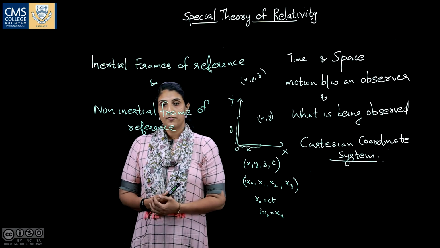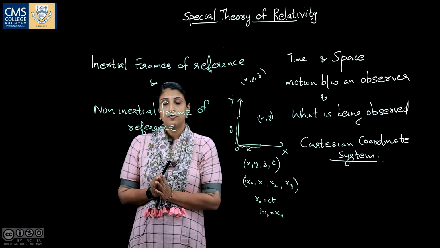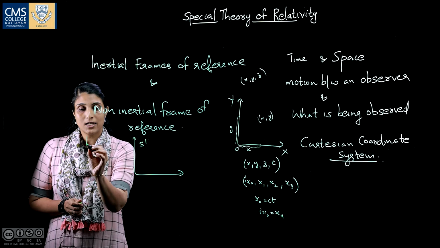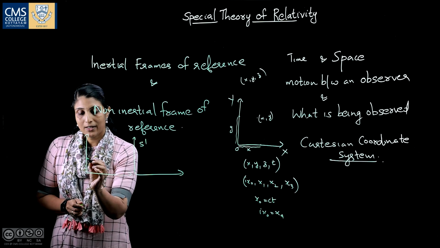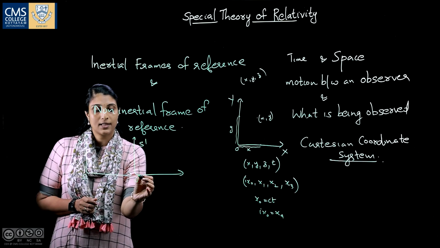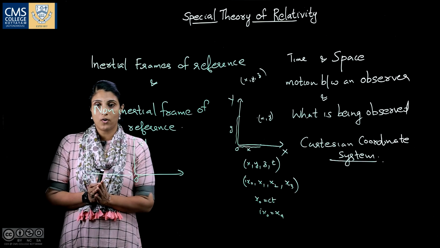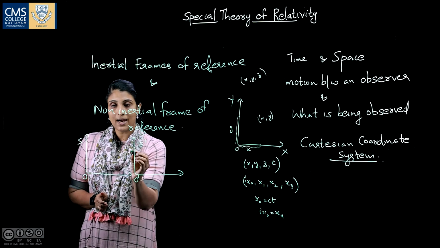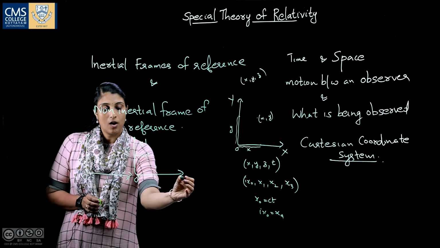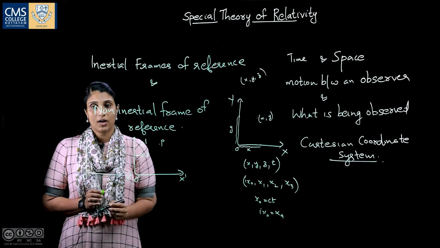Now consider a frame of reference which is moving with a constant velocity with respect to an inertial frame of reference. That is, S dash is a frame of reference and S is an inertial frame of reference. Observer in the S frame is at the origin O and the observer in the S dash frame is at the origin O dash. Now at time t equals 0, let the origin O and O dash coincide. When the measurement starts, S dash frame is moving with a constant velocity v along the straight line. Let P be a point where an event occurred.